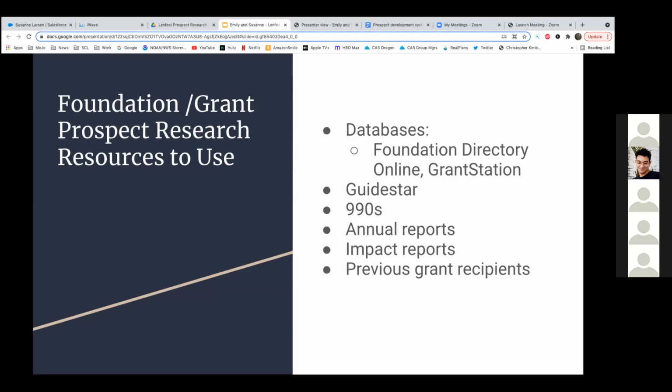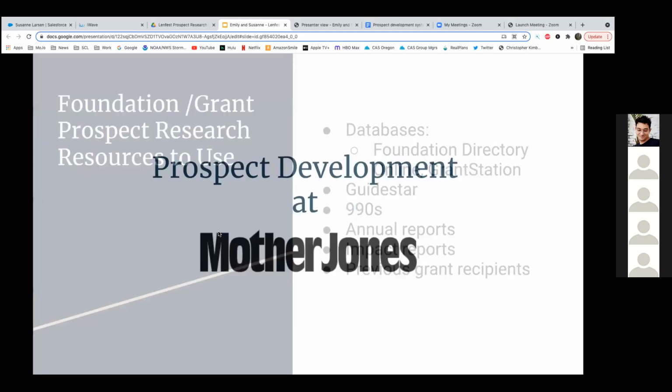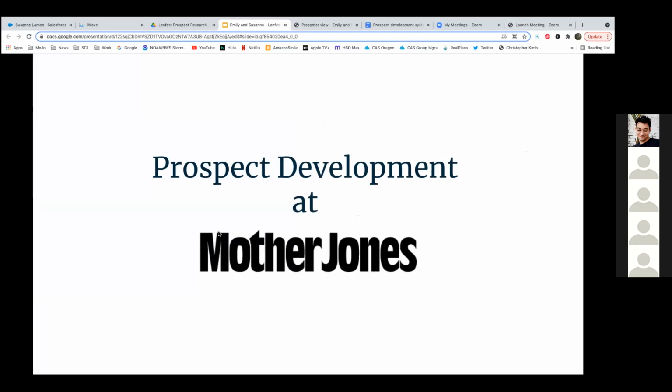But I think for foundations, you can also reach out to previous grant recipients and learn a little bit more about the process and what the experience was like for them. Again, rely on your networks, and we're all in this together. We're all hoping for a bunch of funding to come in, and we should all be rooting for each other.